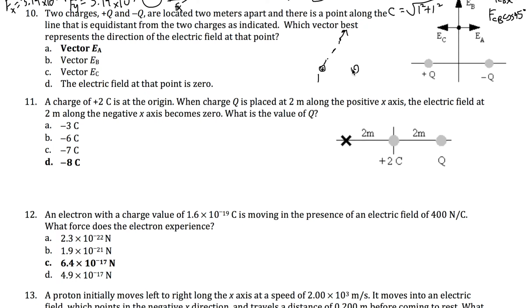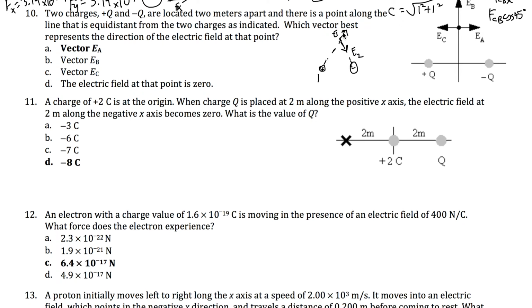And then over here we have a negative charge, so the electric field always points toward a negative charge. So again, you can draw a dotted line here between the point and the charge and show that the field at that point is pointing towards that charge. So this over here would be E1 and this over here would be E2.